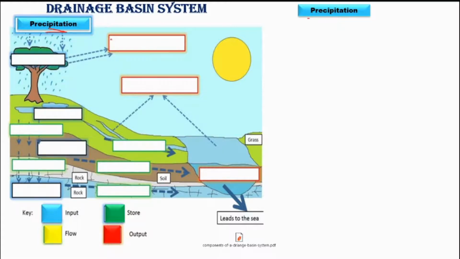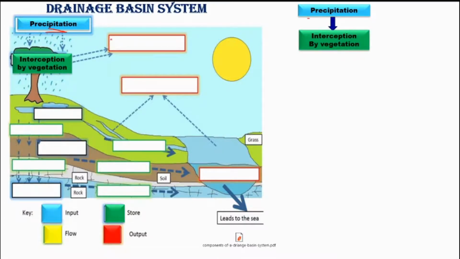Now from there we move to interception. This is rain which is stopped before it reaches the surface of the ground. It is usually intercepted by vegetation, especially by the leaves of trees. For instance, during a short summer shower, it is possible to stay dry by standing under a tree because the tree leaves intercept and store the raindrops before they reach the ground.